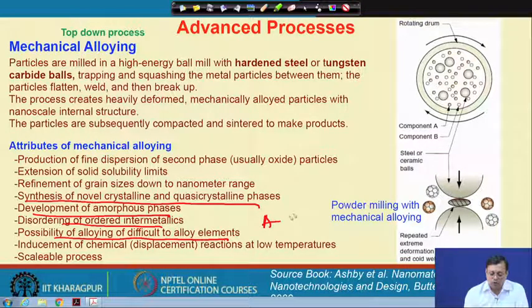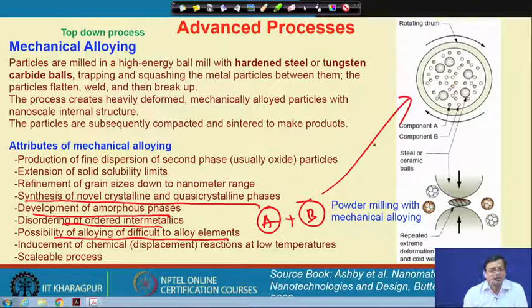I may have components A and B that do not mix in the liquid state. So, I can simply take A and B in the solid state, put them inside a mechanical alloying device, and then we can alloy those powders. It also allows inducement of chemical or displacement reactions at a low temperature, which means that during milling itself some mechanochemical synthesis can be done. On the other hand, it is a scalable process, meaning we can go for an industrial scale in order to make very large quantities.